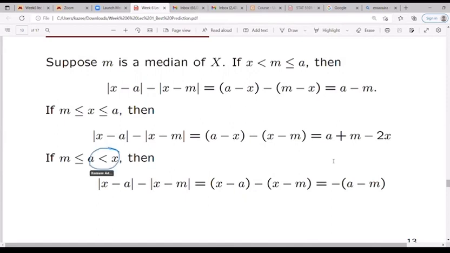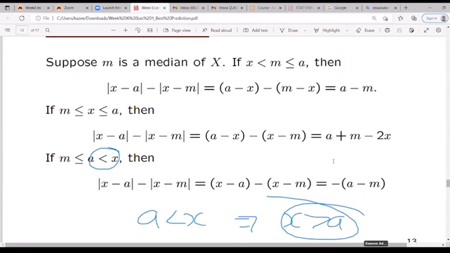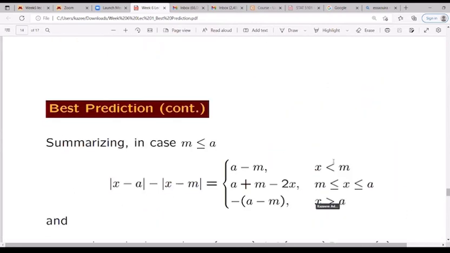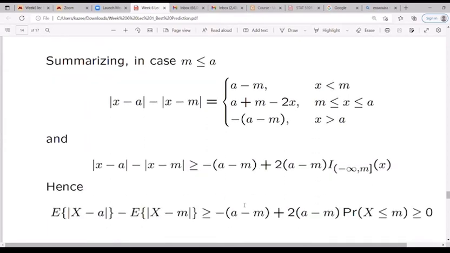When a is less than s, that implies s is greater than a. That is what it means. Okay, and this is what I got, and that was why I put that here. You see that now? Okay, s greater than a. That's what I got.